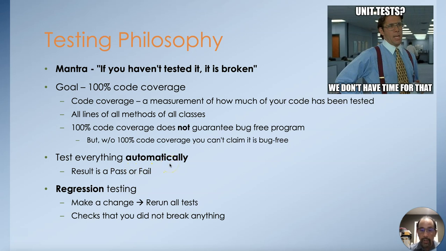And so the goal is to test everything, but to also test everything automatically, so that with a push of a button, you can repeatedly test all of your code, and it reports a very simple pass-fail result. This leads to the idea of regression testing. You don't want your code to take a backward step in terms of functionality. So whenever you make a change, add a new feature, or fix a bug, you run all of your tests to make sure that you haven't broken anything.